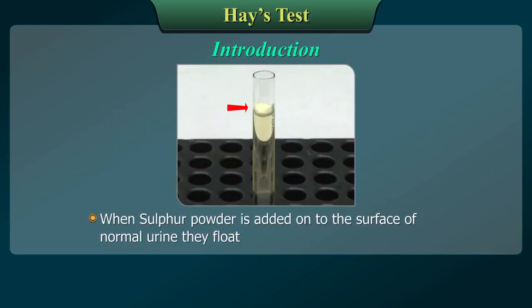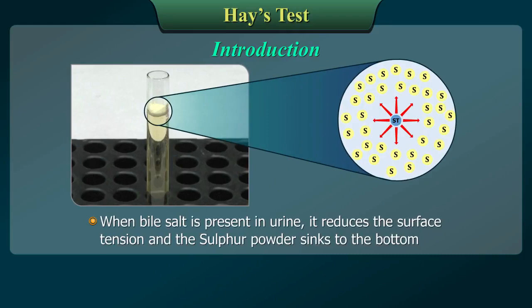Bile salts lower the surface tension of urine. When sulfur powder is added onto the surface of normal urine, they float. When bile salt is present in urine, it reduces the surface tension and the sulfur powder sinks to the bottom.